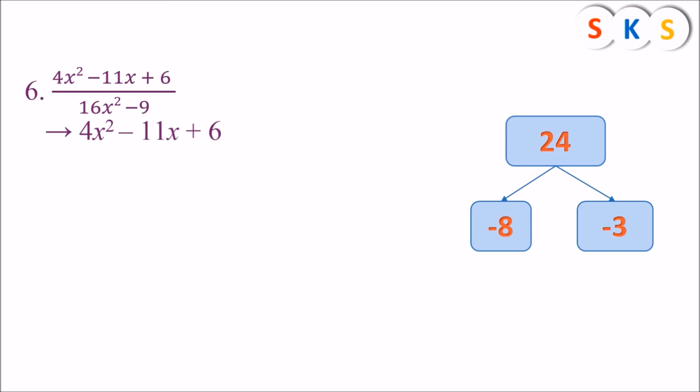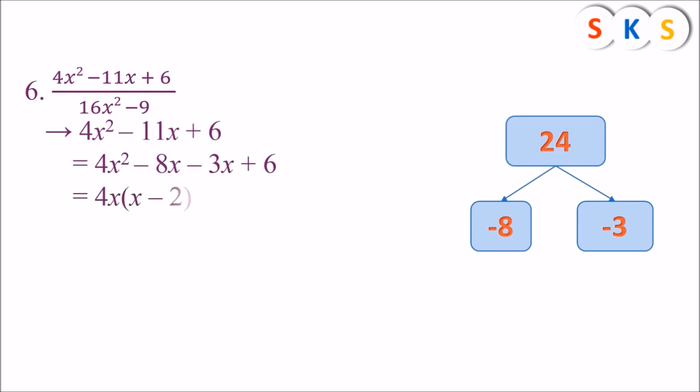So minus 8 and minus 3. Right? Minus 8 and minus 3. If I'm multiplying these two numbers, I'm getting 24, and when I'm adding minus 8 with minus 3, I'm getting minus 11. So I'm going to split the middle term like that: 4x square minus 8x minus 3x plus 6.